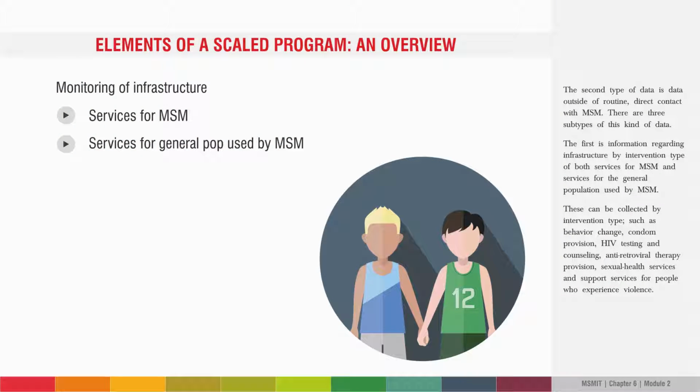The second type of data is data outside of routine, direct contact with MSM. There are 3 subtypes of this kind of data. The first is information regarding infrastructure by intervention type of both services for MSM and services for the general population used by MSM. These can be collected by intervention type, such as behavior change, condom provision, HIV testing and counseling, antiretroviral therapy provision, sexual health services and support services for people who experience violence.